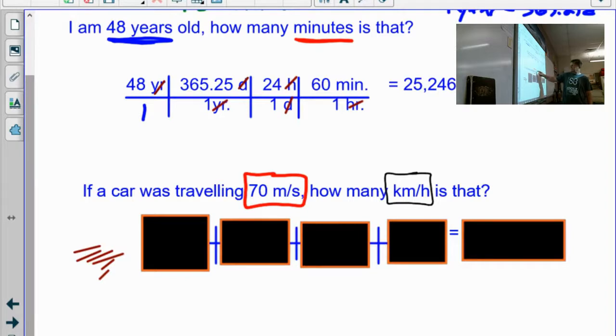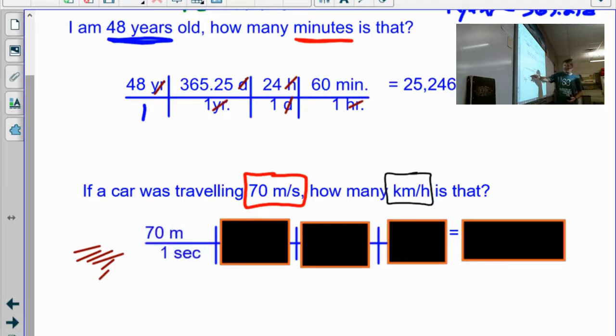So one thing is understanding how to write this. That 70 meters per second is going to be written like this: 70 meters divided by 1 second. Okay, that's where the meters per second comes from. It's a distance divided by a time. So I can approach this in a couple of different ways. I can try to change this seconds to hours, or I can try to change this meters to kilometers. For me, I always just like to start with the top and then work my way to the bottom. So I'm going to change this meters to kilometers first.